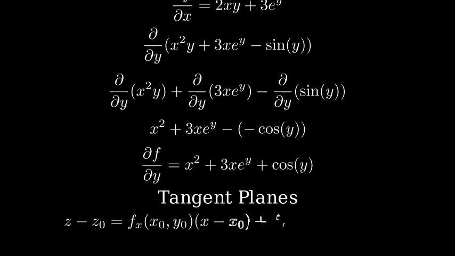The equation of the tangent plane at a point x naught, y naught, z naught, where z naught equals f of x naught, y naught, is z minus z naught equals the partial of f with respect to x evaluated at x naught, y naught, times x minus x naught, plus the partial of f with respect to y evaluated at x naught, y naught times y minus y naught.